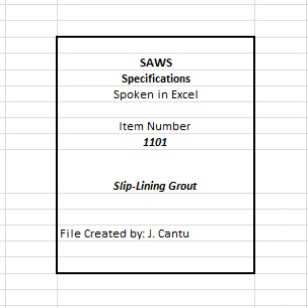D. Water: use potable water free from deleterious amounts of alkali, acid, and organic materials which would adversely affect the setting time or strength of the slip lining grout. E. Admixtures: admixtures shall be selected to improve slip lining grout pumpability, control set time and reduce segregation.